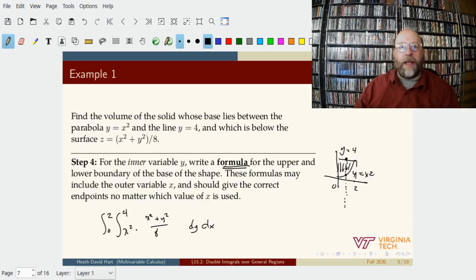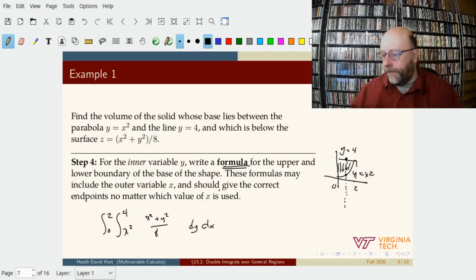That is, there's an x in the inner formula, but that's okay because now we're actually describing the contour of the boundary. On the outside, we're just describing the endpoints, 0 and 2, but on the inside, we're actually describing what that boundary looks like. The lower boundary is along y equals x squared. The upper boundary is along y equals 4. Okay?